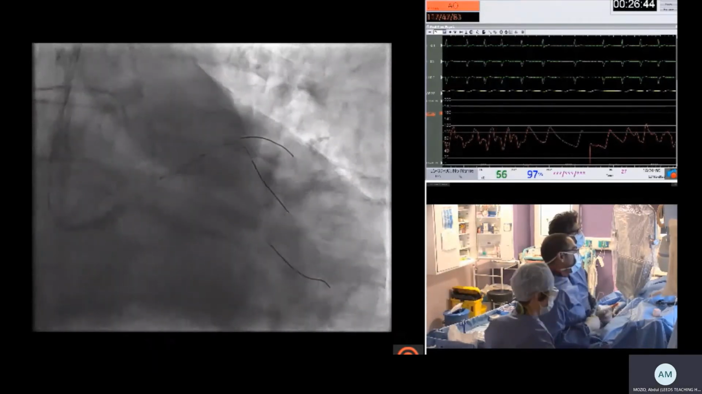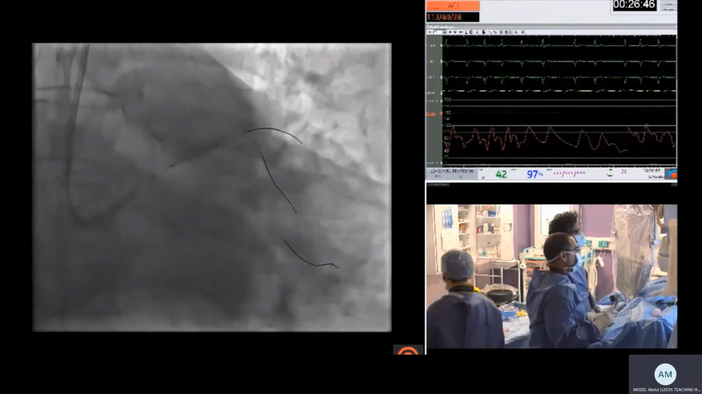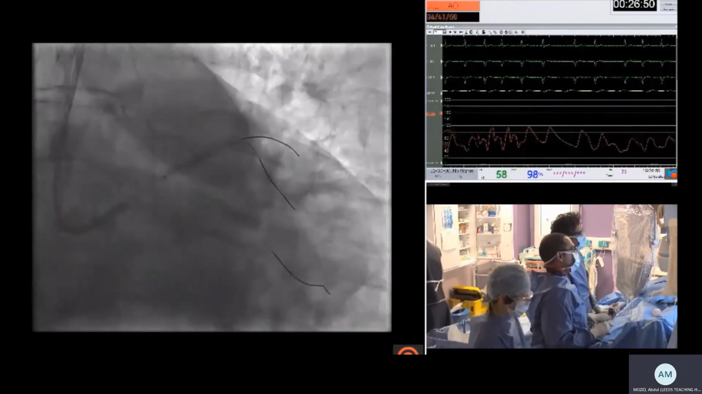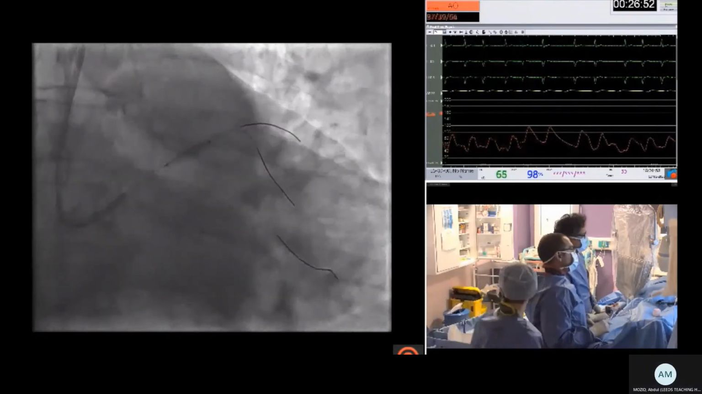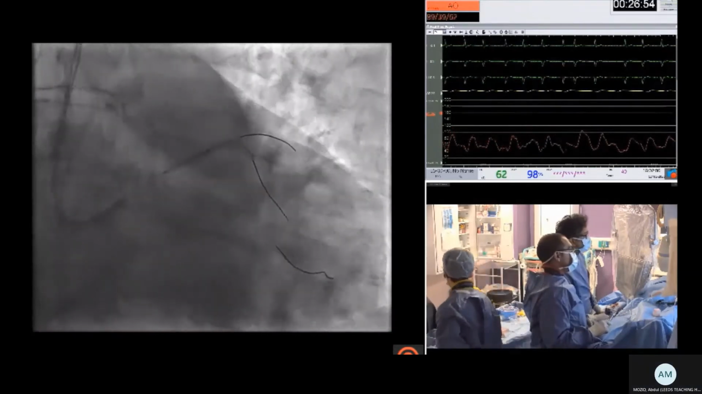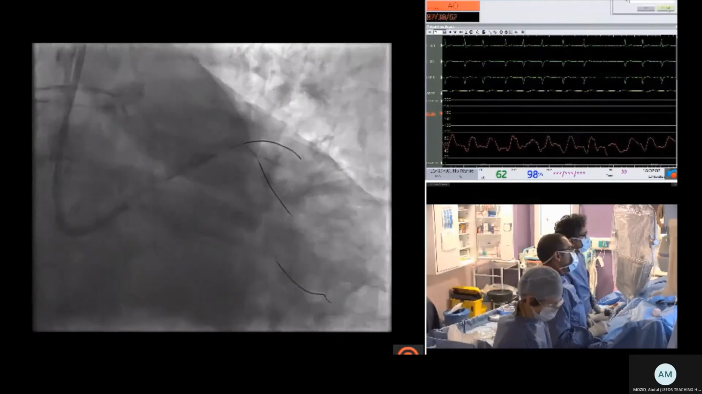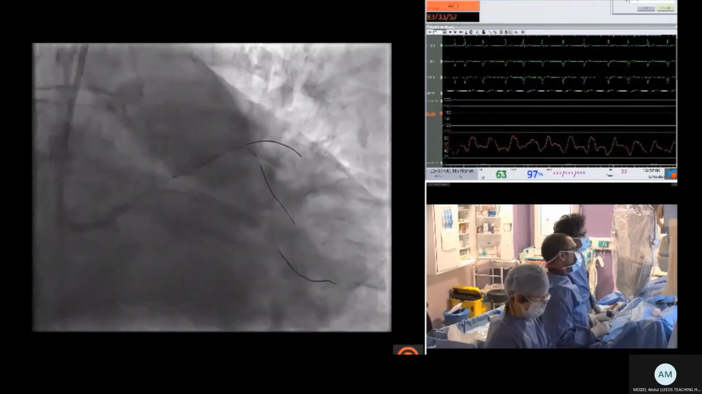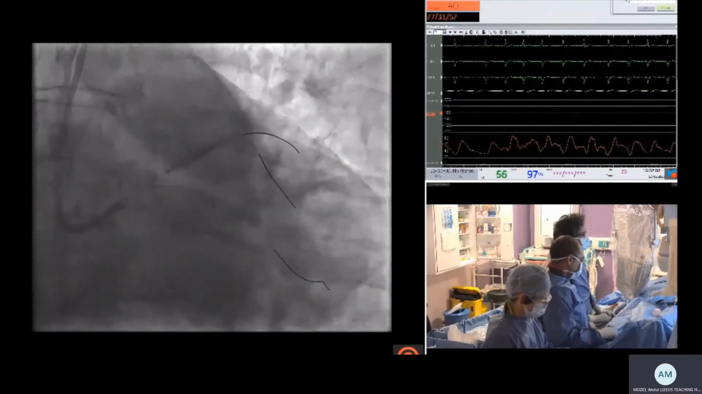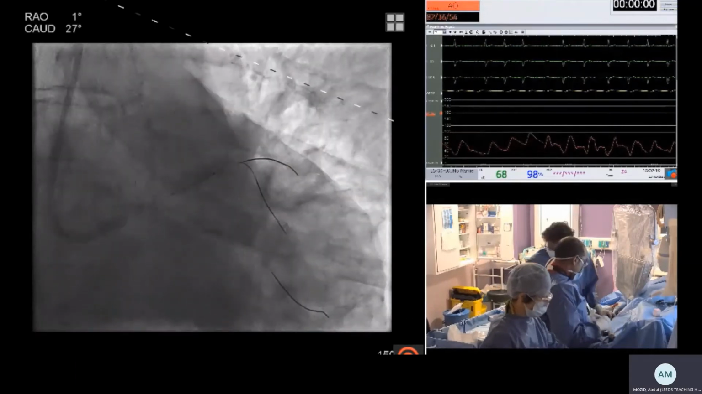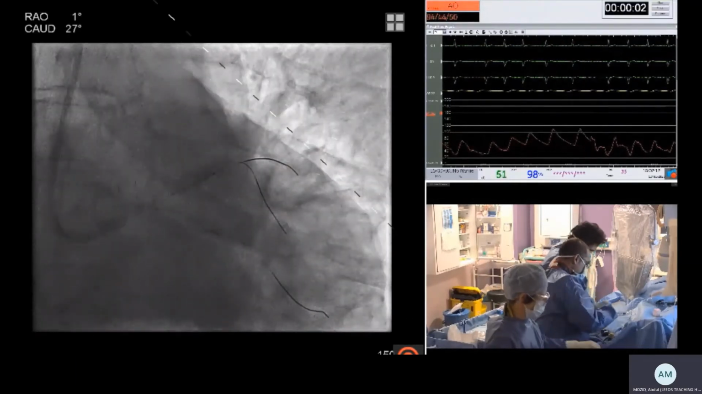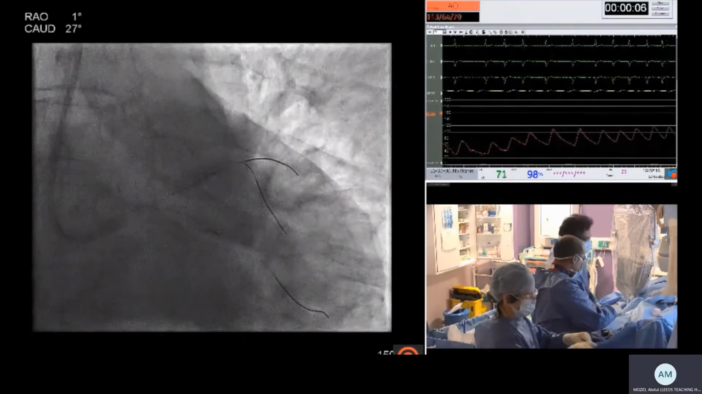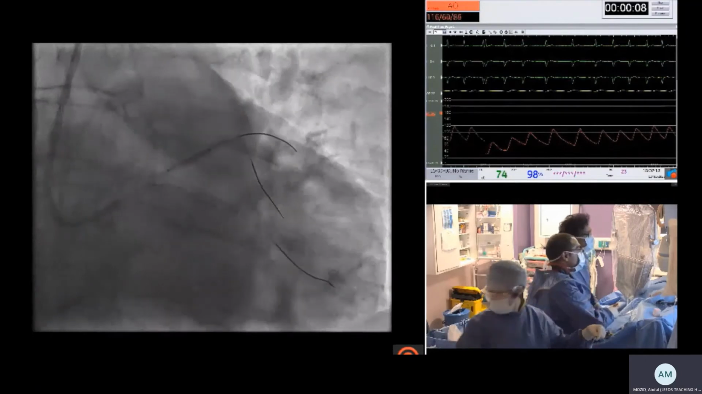Here is the circumflex stent now being delivered. It is possible to deliver two stents easily in a 7 French guide catheter at the same time. This is not possible in 6 French guiding catheters.